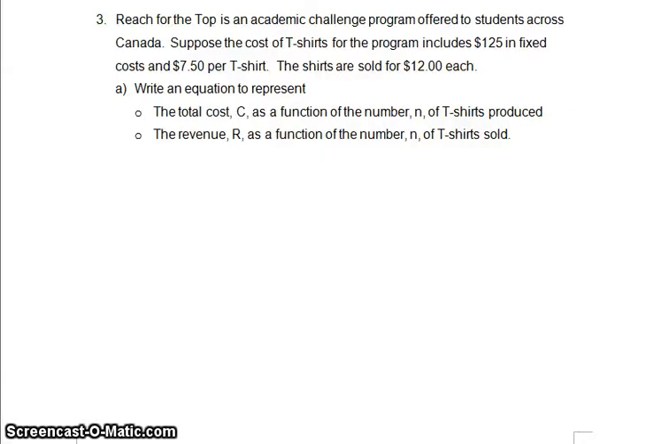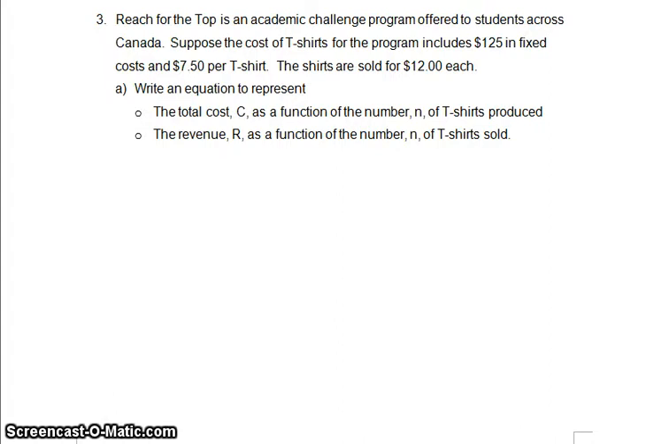Right, so moving on to example number 3. We're going to be talking about revenue and costs in this one. Reach for the Top is an academic challenge program offered to students across Canada. Suppose the cost of t-shirts for the program includes $125 in fixed costs and $7.50 per t-shirt. The shirts are sold for $12 each.